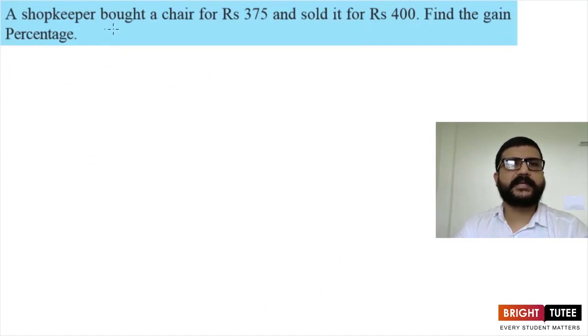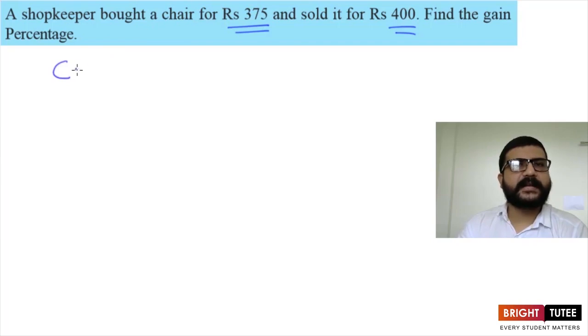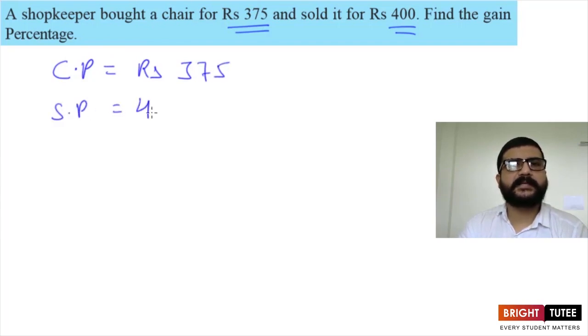The question here is, a shopkeeper bought a chair of rupees 375 and sold it for rupees 400. Find the gain percent. Gain percent means profit percent. Gain is profit only. So first of all, let's write what is CP. CP is rupees 375. Now what is SP? SP is 400.